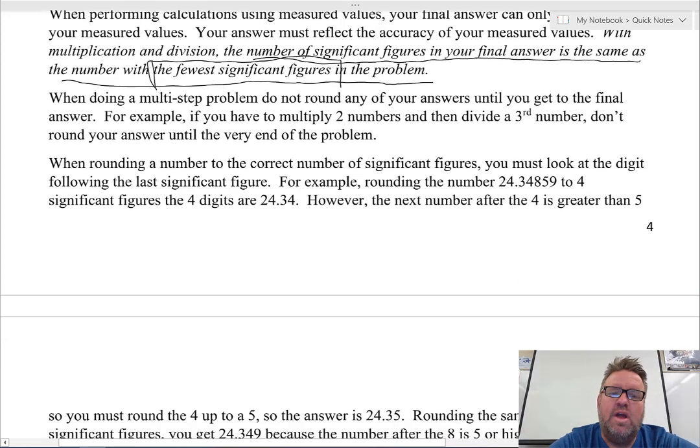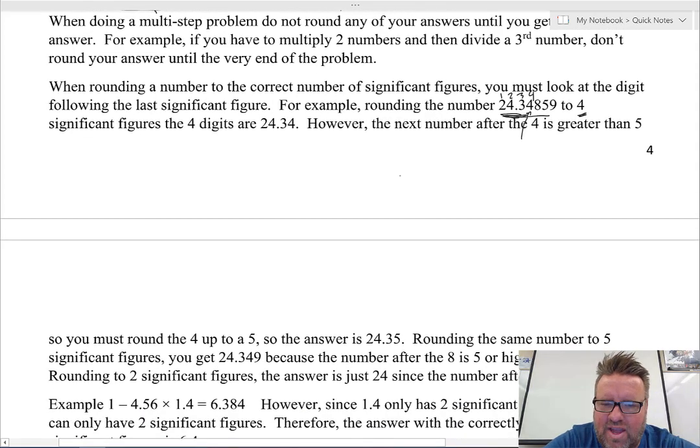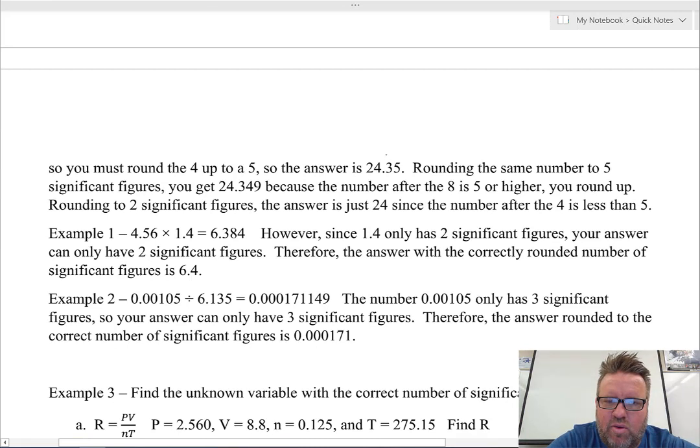Okay? And when you round, you look at the digit following the last significant figure. For example, if we have this number right here, and we want to round that to 4 significant figures, we go 1, 2, 3, 4. The next number after that 4 is 5 or greater, so that means that this 4 here has to round up to a 5. So our final answer is 24.35.